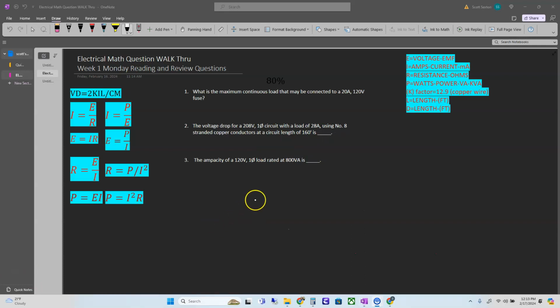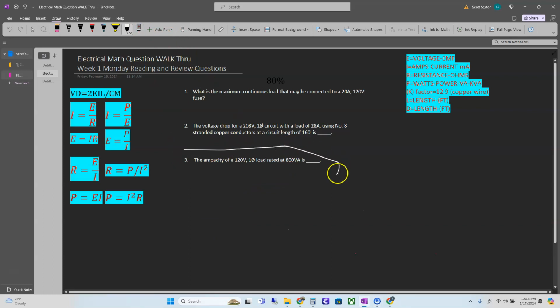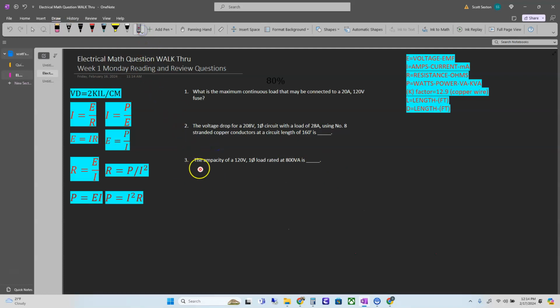All right, team, so we're down to the very last one here. This is question number 3. Question number 3 says, what is the ampacity of a 120 volt, single phase load rated at 800 VA?